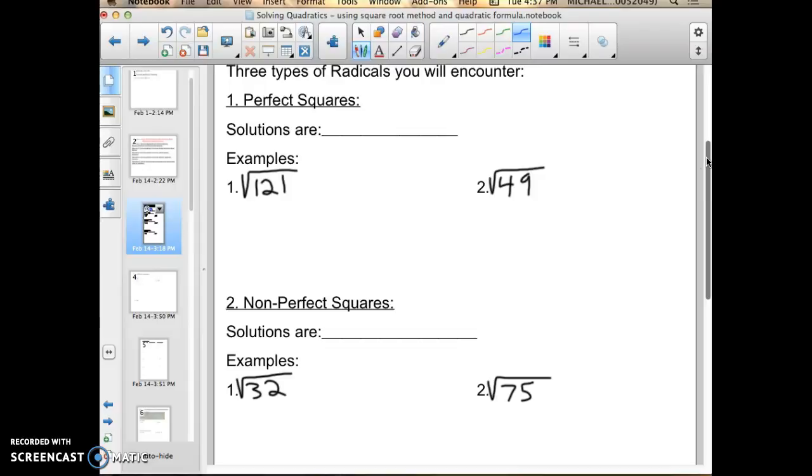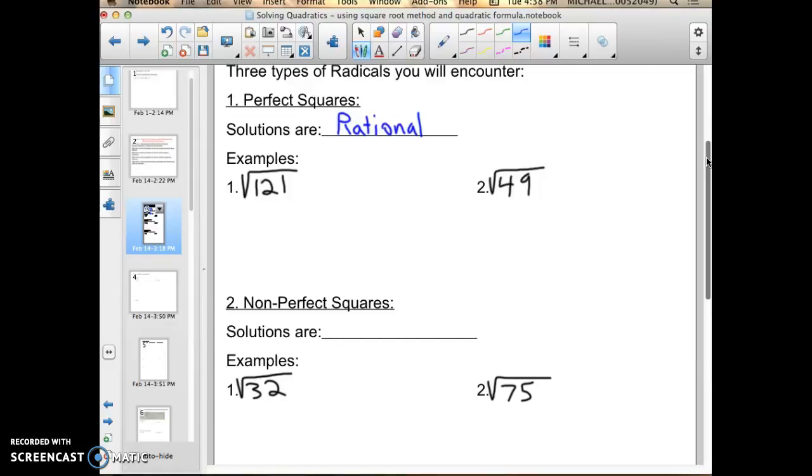Perfect squares, when you solve and it's a perfect square, the solutions are going to be rational. Please make note of that. We'll talk more about that when we discuss discriminants. So they're going to be rational. Two examples I give. Number 1 is the square root of 121. Now, as we take the square root of a number, we need to know that there's going to be 2 solutions that exist, and I'm going to talk briefly about why.